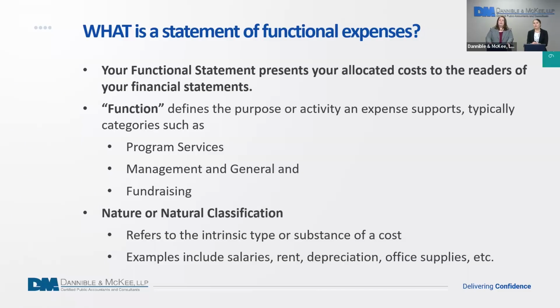The next area, nature and natural classifications, refers to the intrinsic type or substance of a cost. So examples include salaries, rent, depreciation, office supplies, etc. So when you're looking at your functional statement on the left-hand side, you'll see all of your natural classifications of your expenses that have been either directly allocated to your functions or allocated by some sort of allocation methodology.